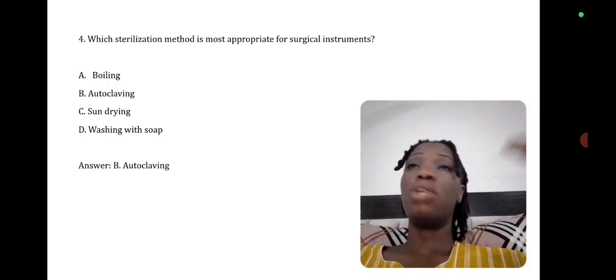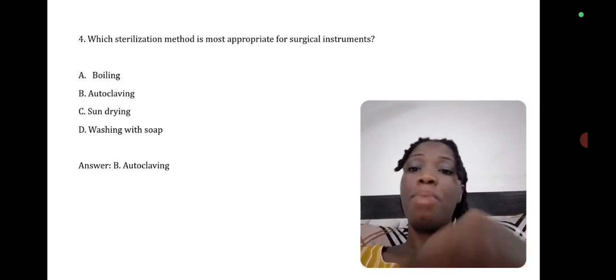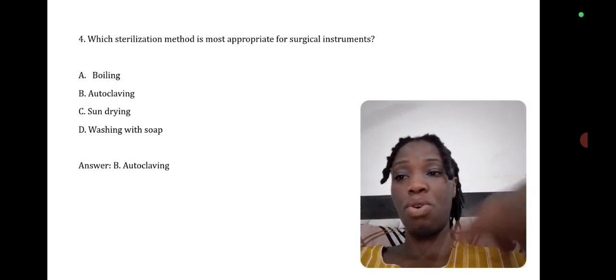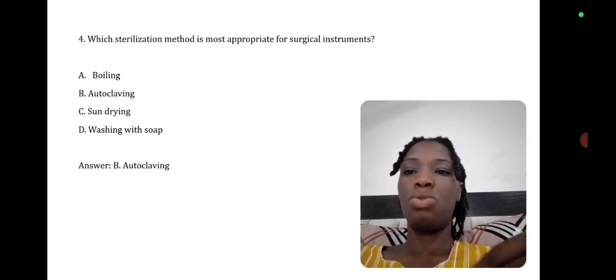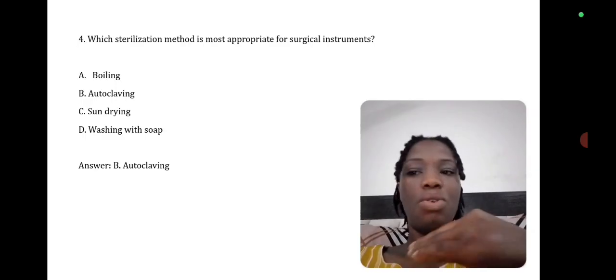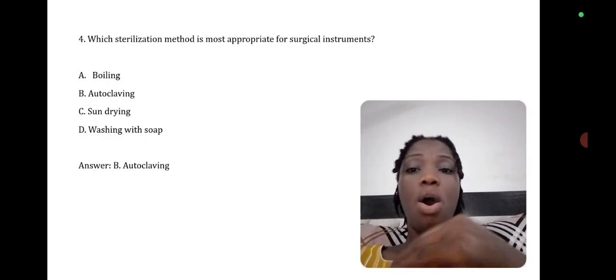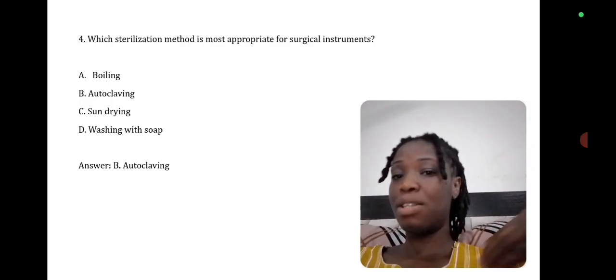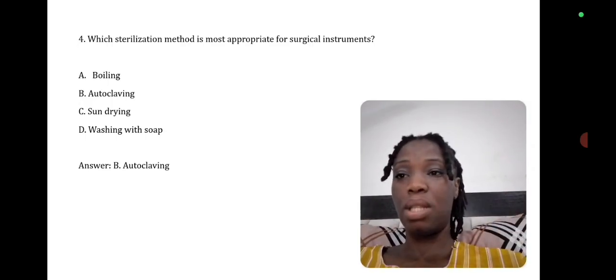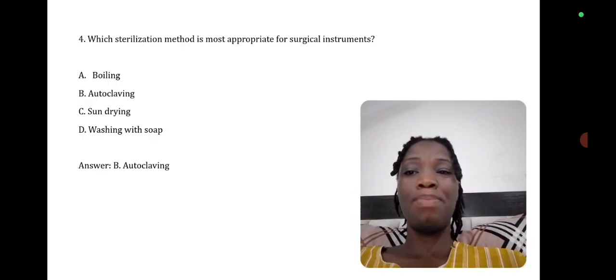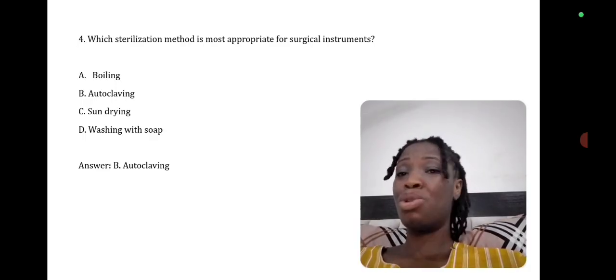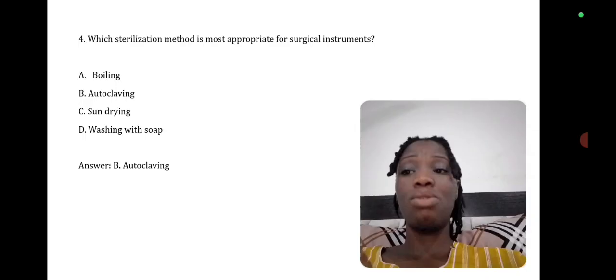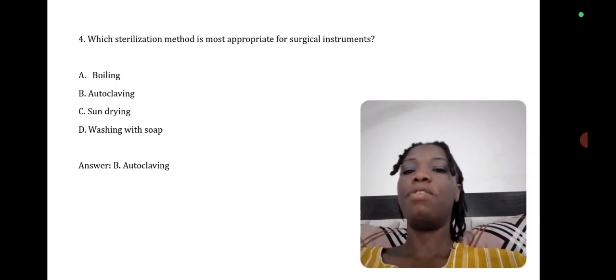Sun drying, when you dry under the sun, yes, it can kill some, but it cannot kill everything because the sun is not hot enough. Normal washing with soap is medical, so that one is even excluded. Your answer is B, autoclaving. Because autoclaving not just kills the microorganisms, it kills their spores too, destroys them completely. The method of sterilization that is most effective for surgical instruments, surgical drapes, everything surgical, is autoclaving.